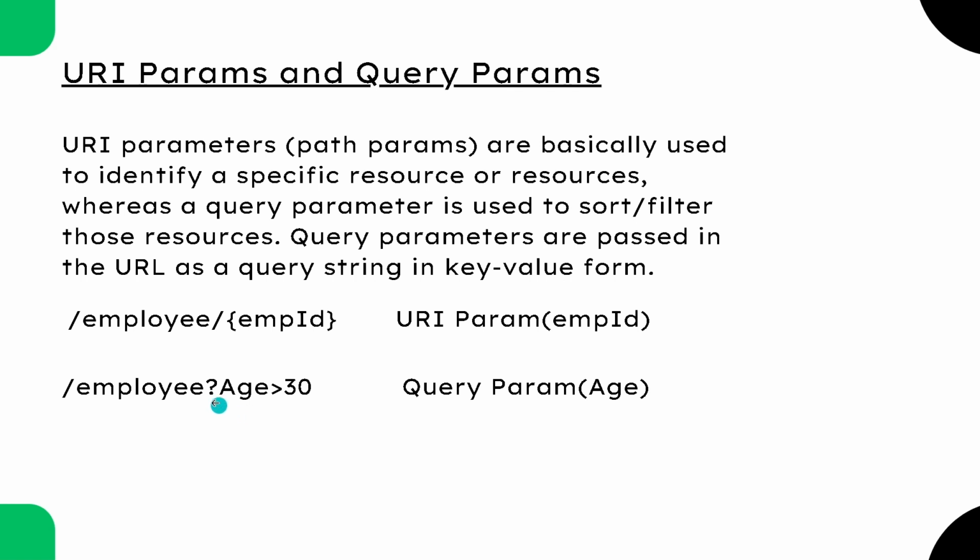Okay, so you can see a question mark, and after that it is written age should be greater than 30. So whosoever employee is having age greater than 30, it will give us all the records. Employees who have age greater than 30, so it acts like a filter, I can say. So that's what URI params and query params are in RAML.